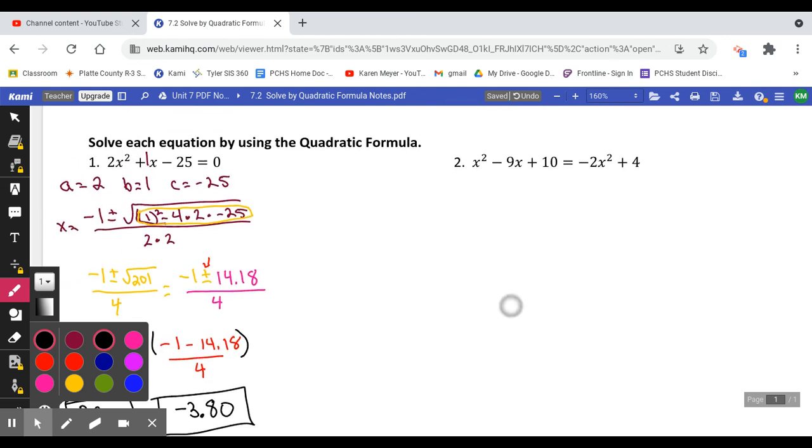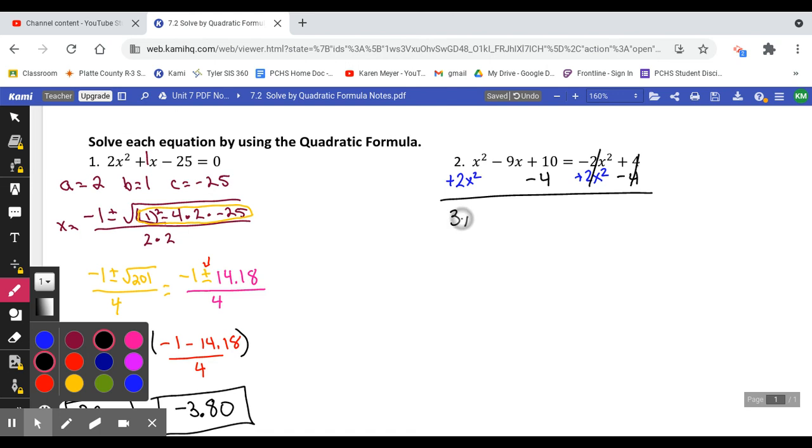Okay. Next one. Oh, this one does not equal 0, so we got to move terms. So I'm going to add 2x squared. And then I'm going to subtract 4.